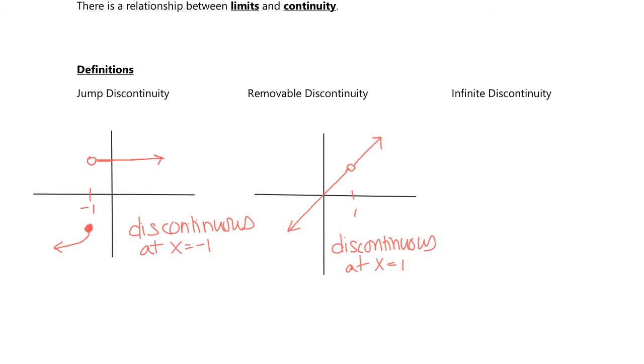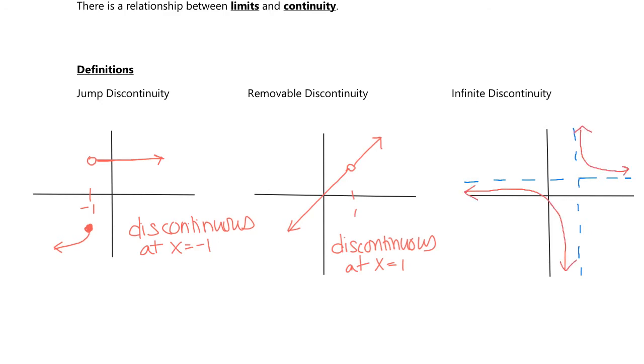And lastly, we have our infinite discontinuity. And this one you would have seen in advanced functions when you were graphing your rational functions. So these are asymptotes. Let's say my function goes like this. And let's say that asymptote is at x is equal to 2. So my function doesn't exist at x equals 2. We would say this is discontinuous at x equals 2.